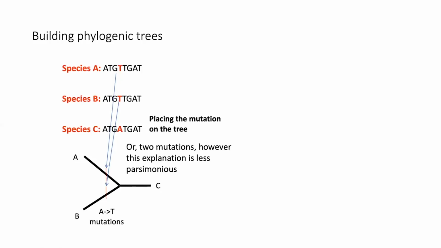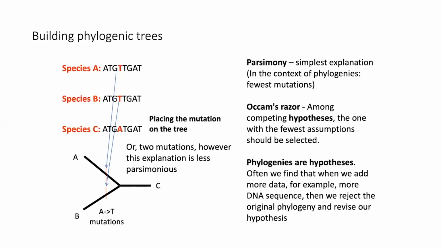And why did I start with the first scenario? Why does that first scenario make so much more sense than this other scenario where we have two mutations? That is based on this concept of parsimony. The simplest explanation is the most likely explanation. This is based on Occam's razor. Among competing hypotheses, the one with the fewest assumptions should be selected. Hopefully you've learned about Occam's razor before. We use parsimony in order to make a prediction for the likely phylogenetic relationship between organisms, their likely evolutionary history.